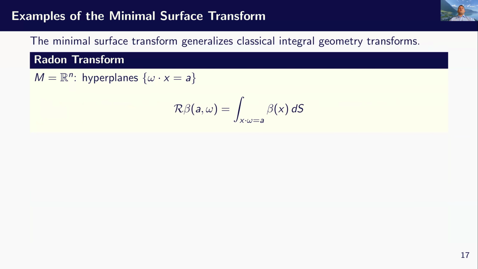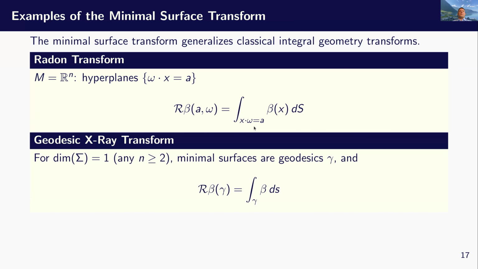Okay, so let me then give you a couple of examples of minimal surface transformation. So it generalizes classical integral geometry transformations given below. First of all, Radon transformations. So hyperplanes in R^n, they are minimal surfaces. These are nicely parameterized by vector omega and real number a. And then the Radon transformation on hyperplanes is that you integrate over these hyperplanes determined by this omega and a.